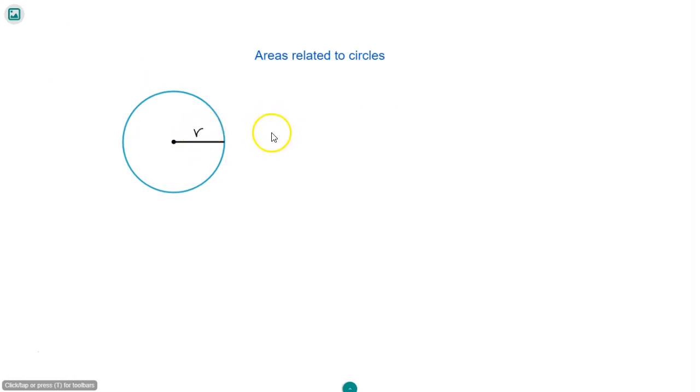You know that the area of the circle is pi r squared, where pi is an irrational number, usually approximated to 22 by 7 or 3.14. The value of pi will usually be given in the question, and you also know that the circumference of a circle, or the perimeter of the circle, is given by 2 pi r.